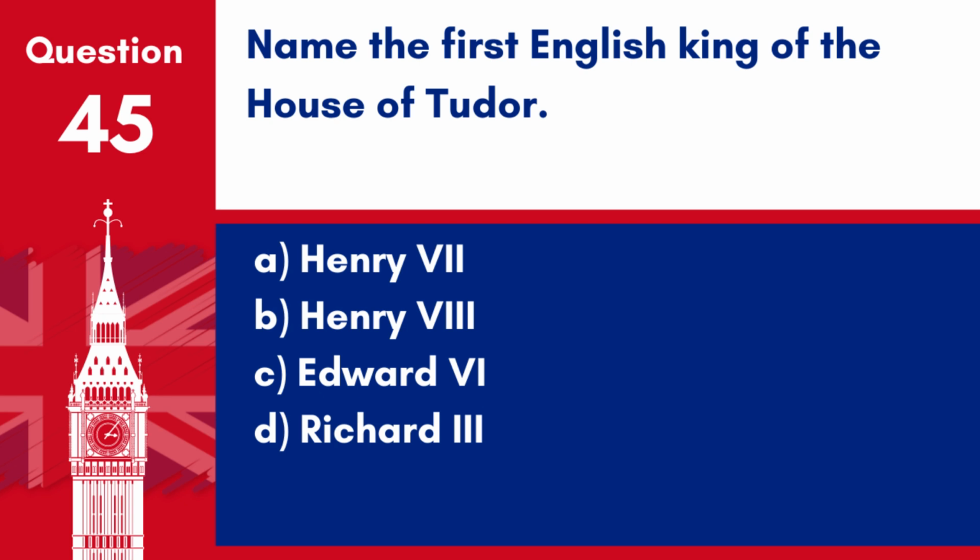A. Henry VII. B. Henry VIII. C. Edward VI. D. Richard III. Answer A. Henry VII. Henry VII was the first Tudor king, coming to power after defeating Richard III at the Battle of Bosworth Field in 1485.